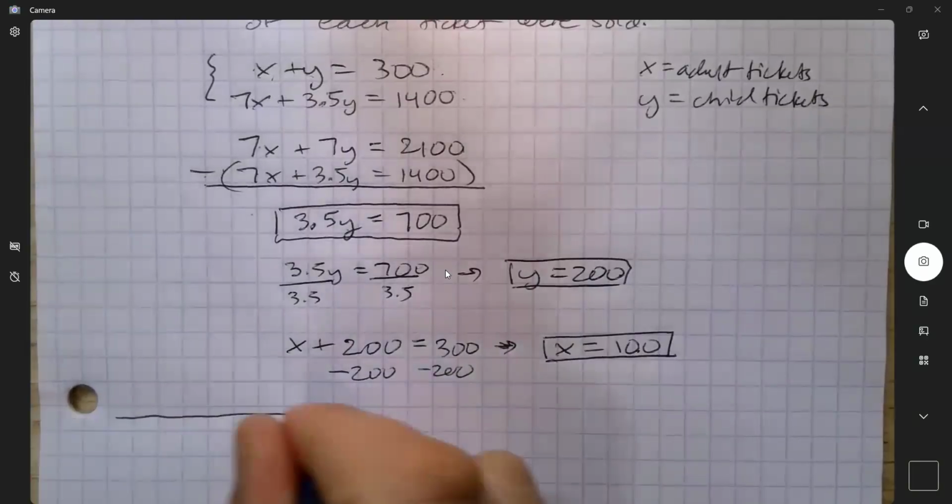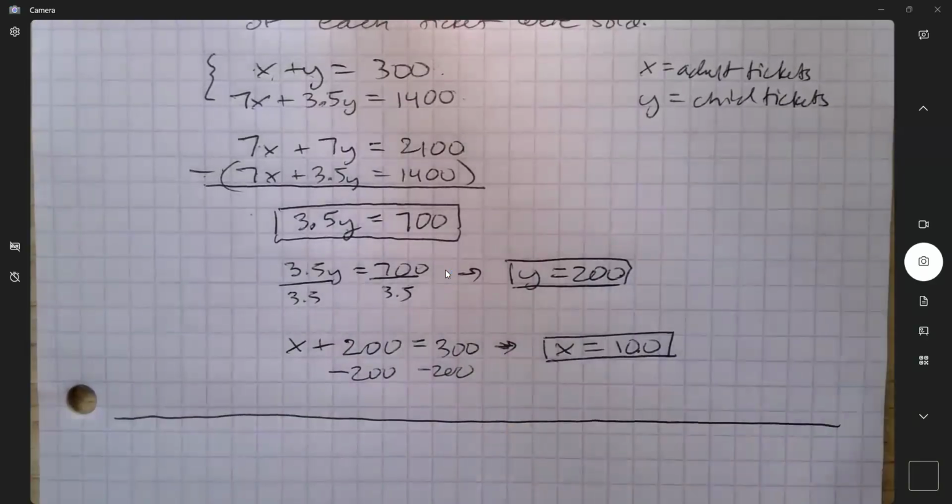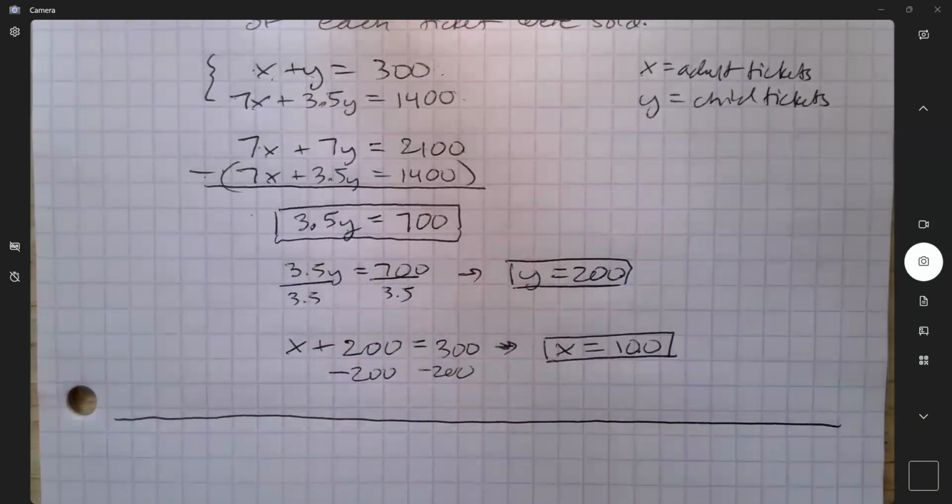But I'm going to move on and do one more that involves numerical representation, or as we might more commonly refer to it, guess and check.